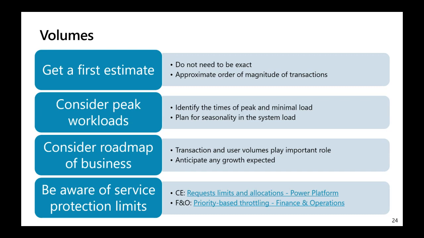So identify the times of peak workload. It is a time of the day with potential for performance issues. However, it might be that this peak workload happens only once a month or even once a year. Typical examples are month-end closing or weekly time registration on a Friday afternoon. Also plan for seasonality in the system load, for example, during the end of the year.